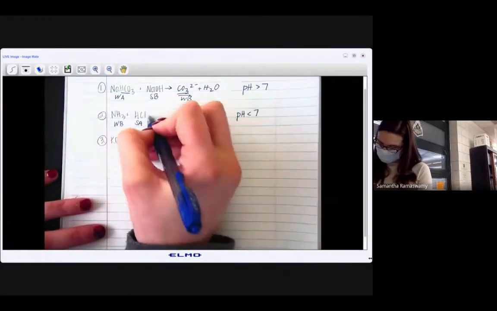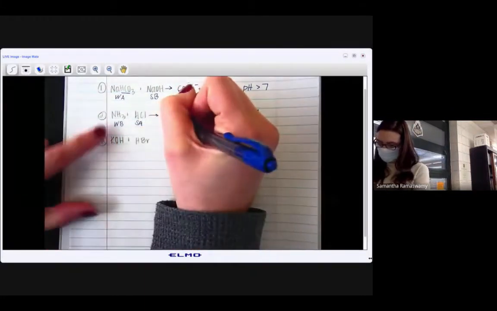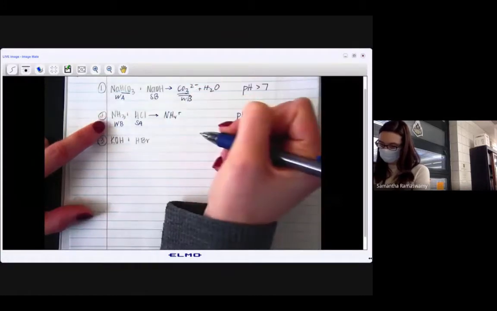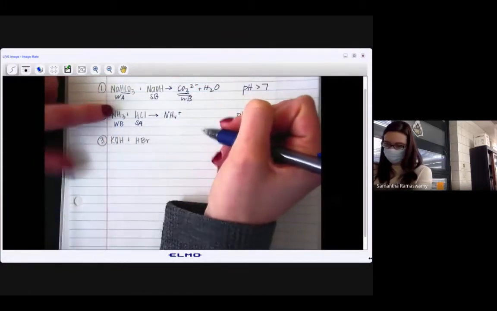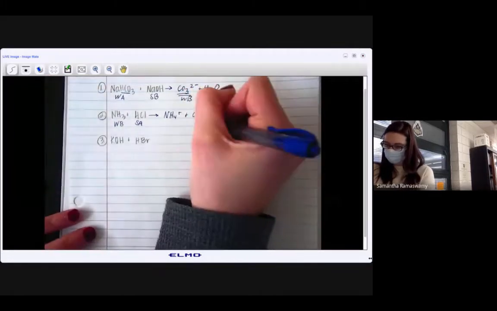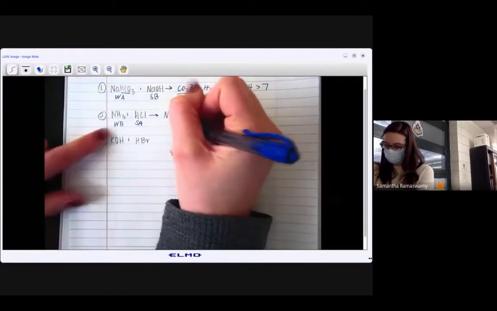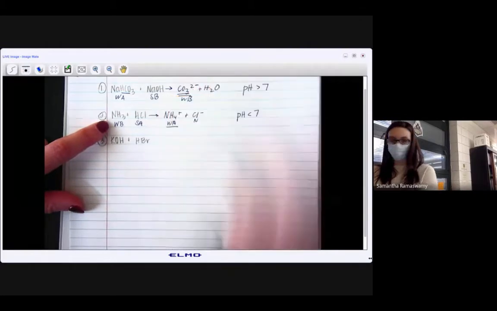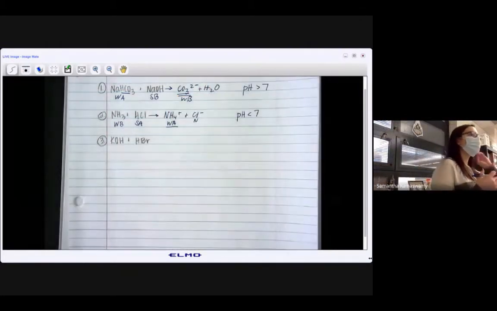Our reasoning is because when we actually look at the salt that is formed, we form NH4 plus because the acid donates its proton, and Cl minus. Cl minus is neutral. NH4 plus is the conjugate acid of NH3. So after the neutralization, we form a weak acid. Doesn't matter that it's weak, it's still an acid. The pH is still less than 7. So the salt is always what determines the pH.